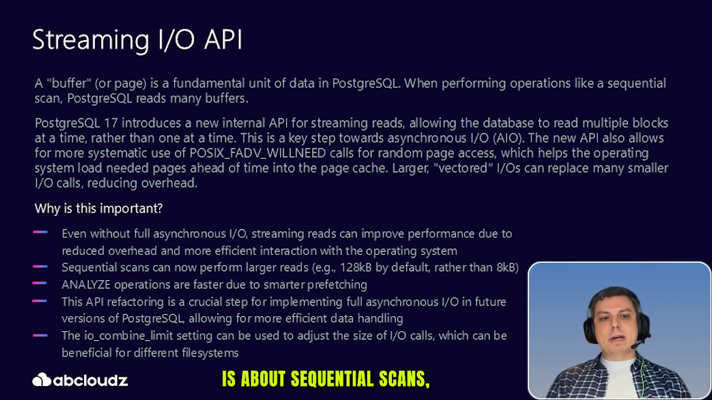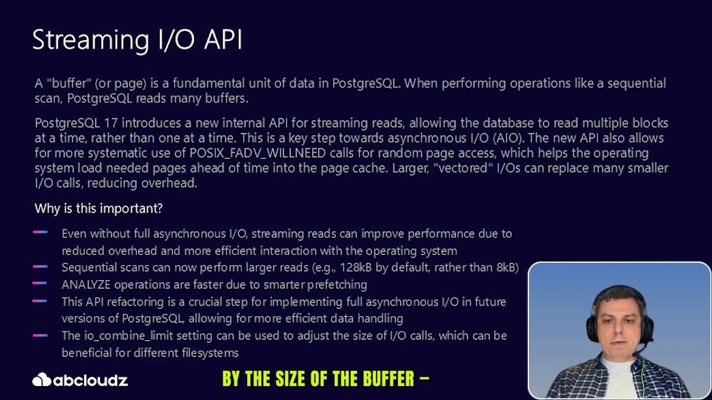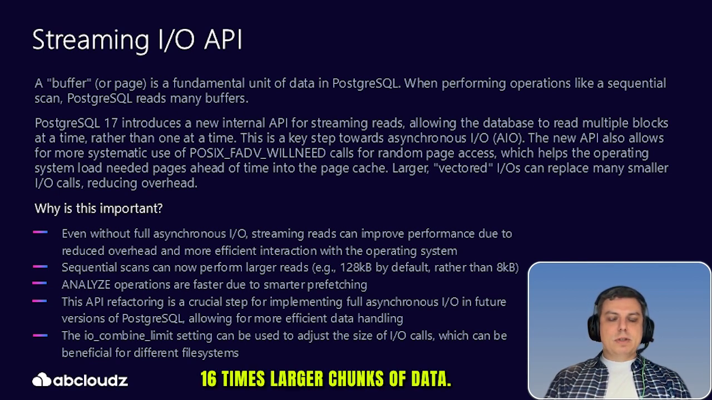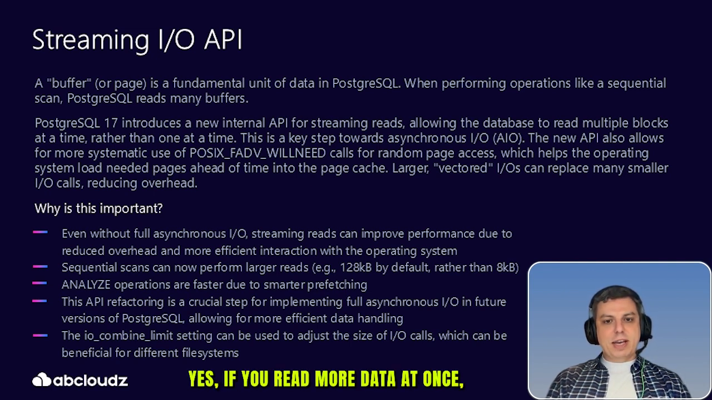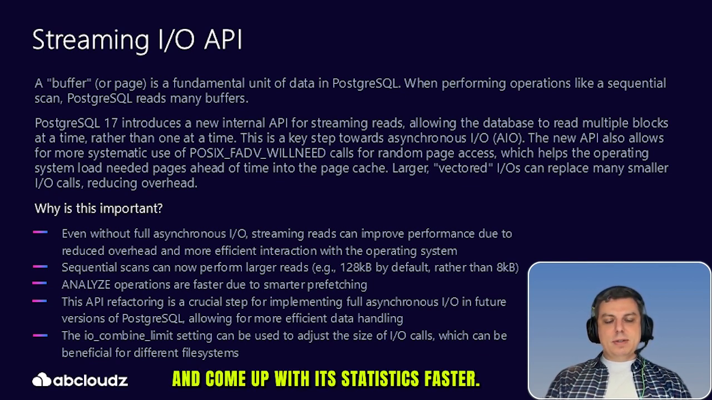The next benefit is about sequential scans, which now can perform larger reads. Instead of reading data by the size of the buffer, or 8 kilobytes by default, we can talk about at least 16 times larger chunks of data. Analyze operations are faster due to smarter prefetching. Yes, if you read more data at once, you can calculate what data is stored in the table and come up with its statistics faster.